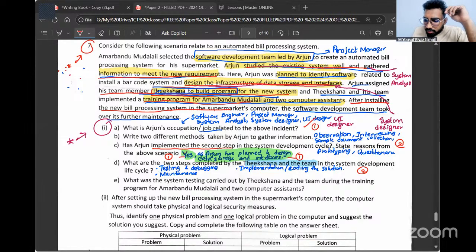Yes, correct. Okay, so deployment can't, but these three you can. Out of these you mentioned two, your answer is correct.